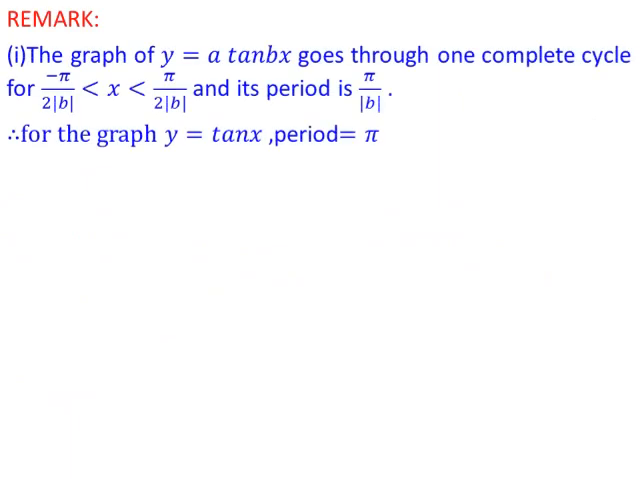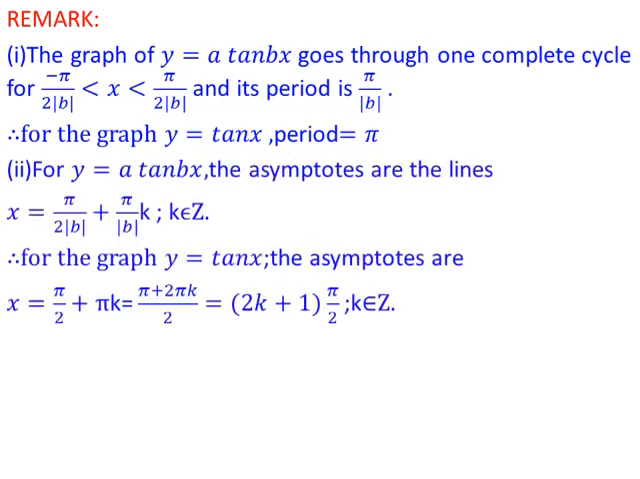Remark. First point, the graph of y equal to a tan bx goes through one complete cycle for minus pi by 2 times modulus of b less than x less than pi by 2 times modulus of b, and its period is pi by modulus of b. That is, if the given curve is of the form y equal to a tan bx, then one complete cycle lies in this interval and its period is pi by modulus of b. For example, you can take the graph y equal to tan x. For this curve, the period is pi because b value is equal to 1.